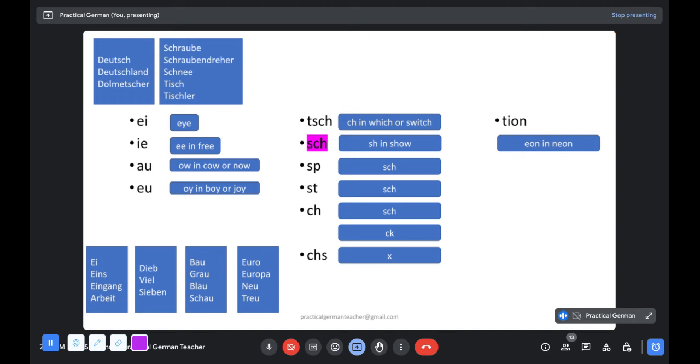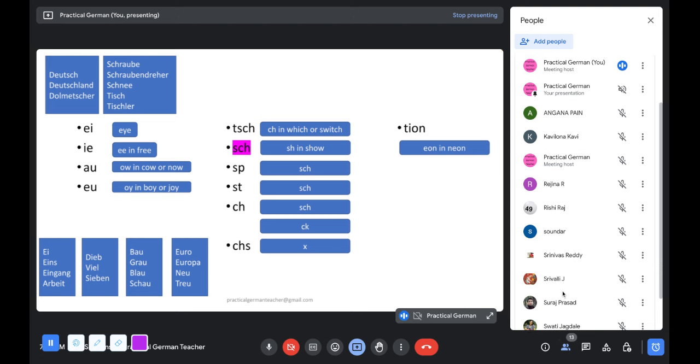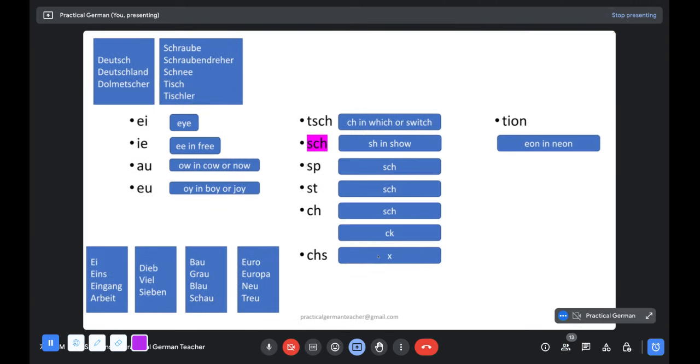Let me see if I can ask someone to read. You don't have to read, but I should ask, otherwise it's not fair. Srinivas, do you want to read? Srinivas, ready? Go ahead. Schraube, Schraubendreher, Scheine, Tisch, Tischler. One more time, please. Slowly. Don't try to be fast. Schraube, Schraubendreher, Scheine, Tisch, Tischler. Okay.